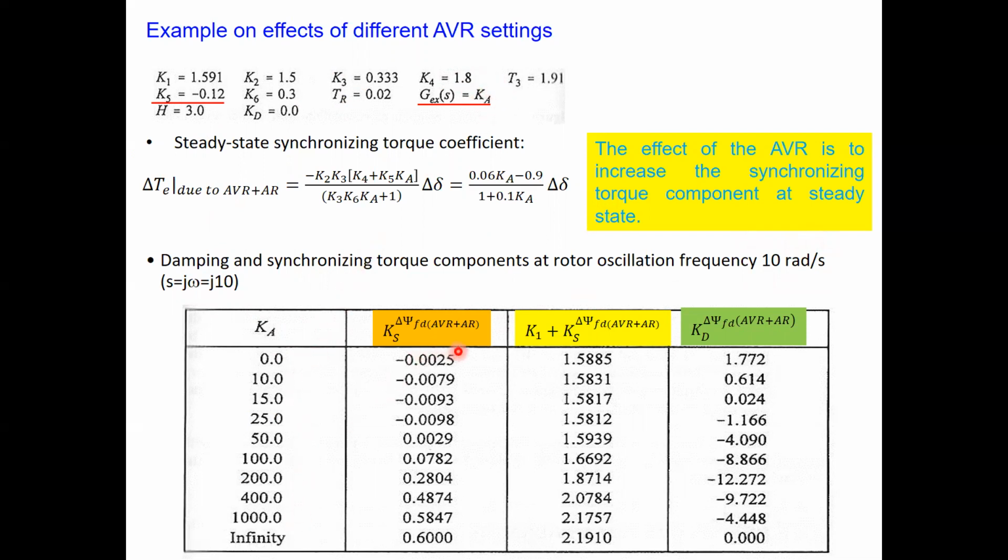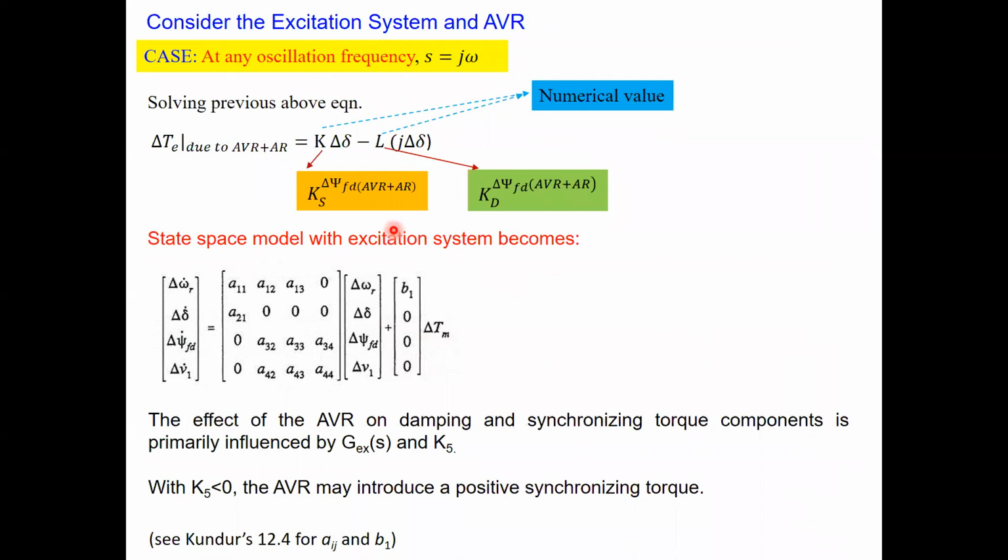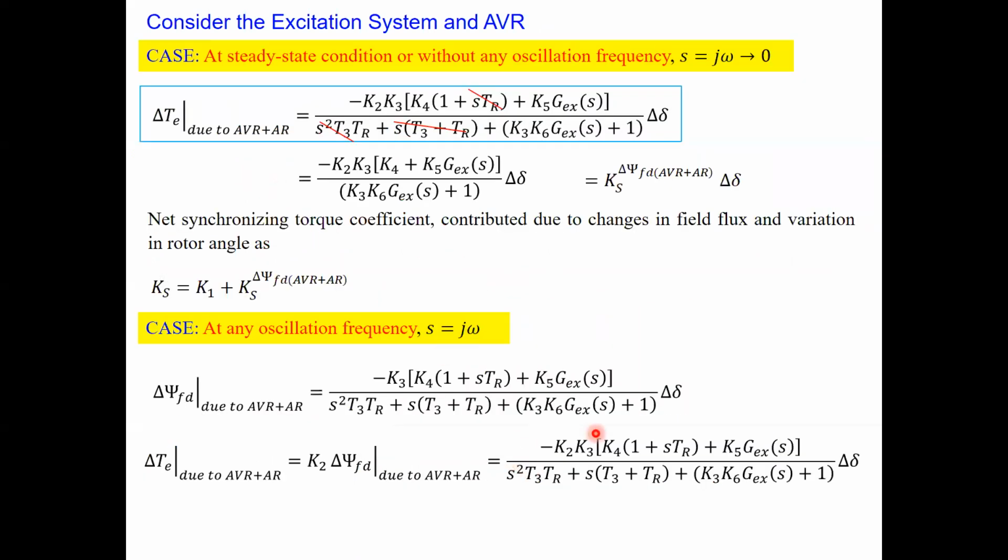And now this column, what you have, it is this one. This is actually the synchronizing torque coefficient due to change in the flux because of the presence of AVR and AR. And this is the net synchronizing torque coefficient, and this is the damping torque coefficient here. These two columns, in fact, we have calculated from here.